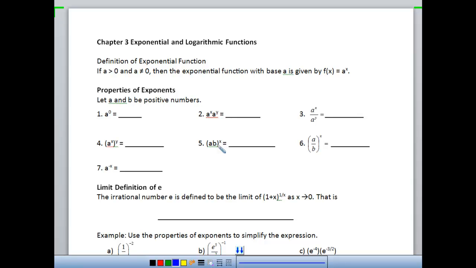Of course, a to the 0, as long as a is not equal to 0, is 1. If we have a to the x times a to the y, it's a to the what? x plus y. Okay, when we multiply, as long as the bases are the same, then we get to add the exponents. For division, when the bases are the same, we subtract the exponents. So a to the x over a to the y is a to the x minus y.